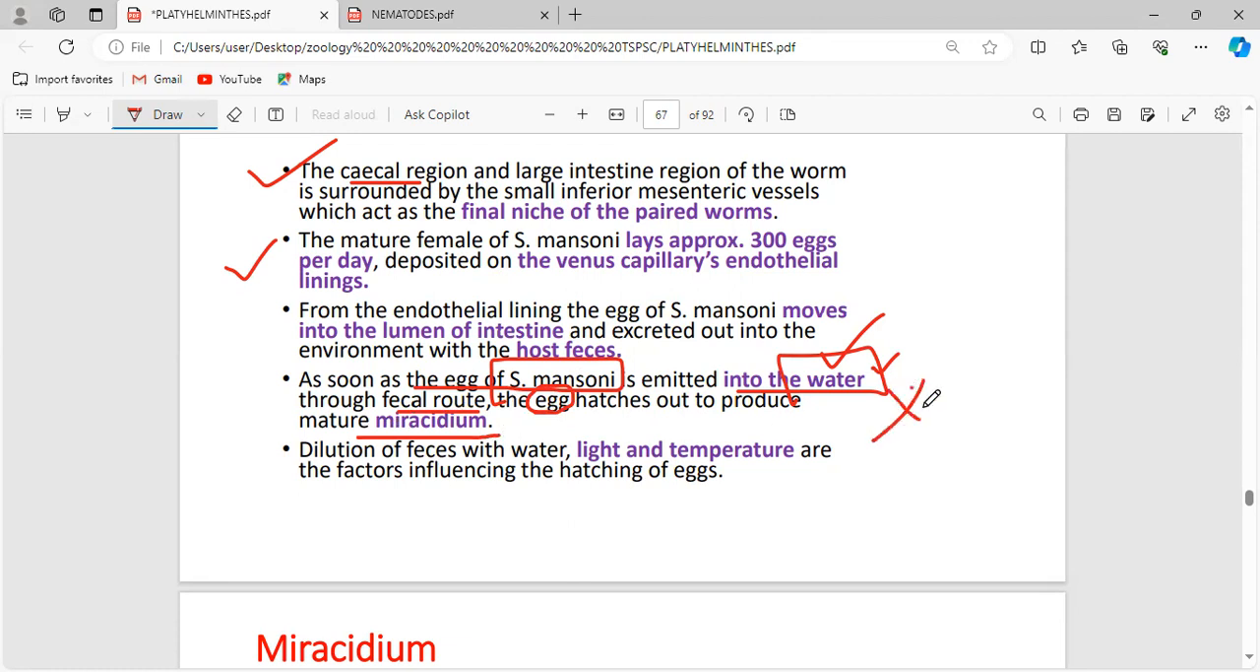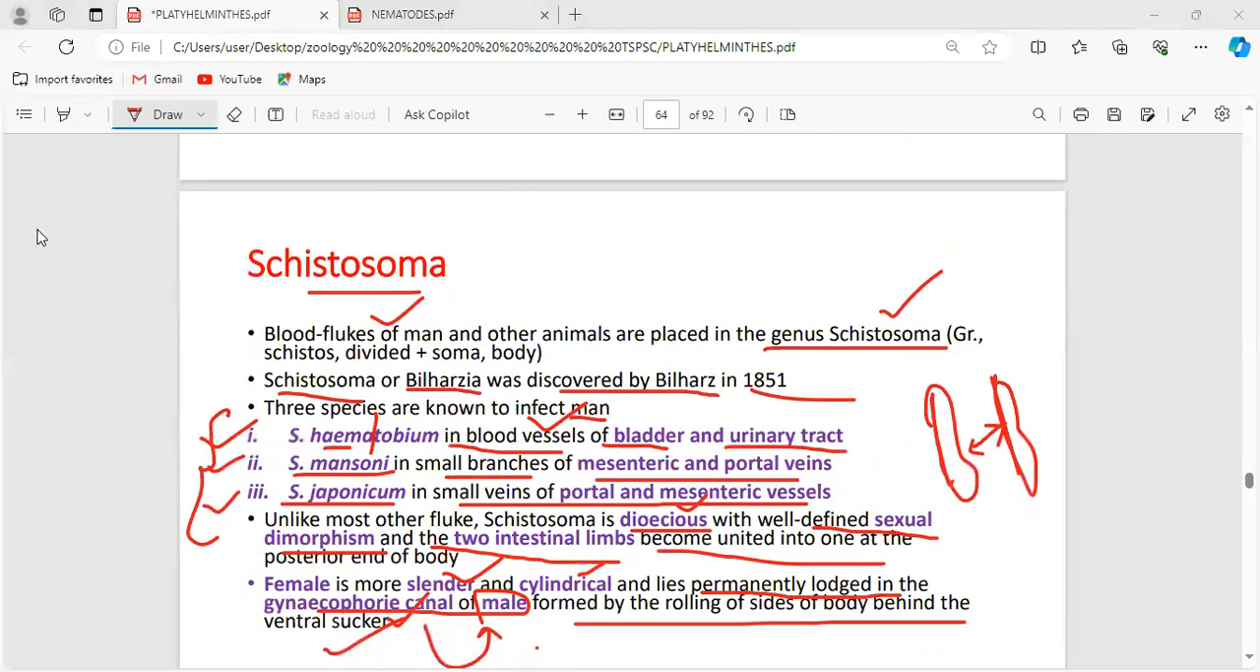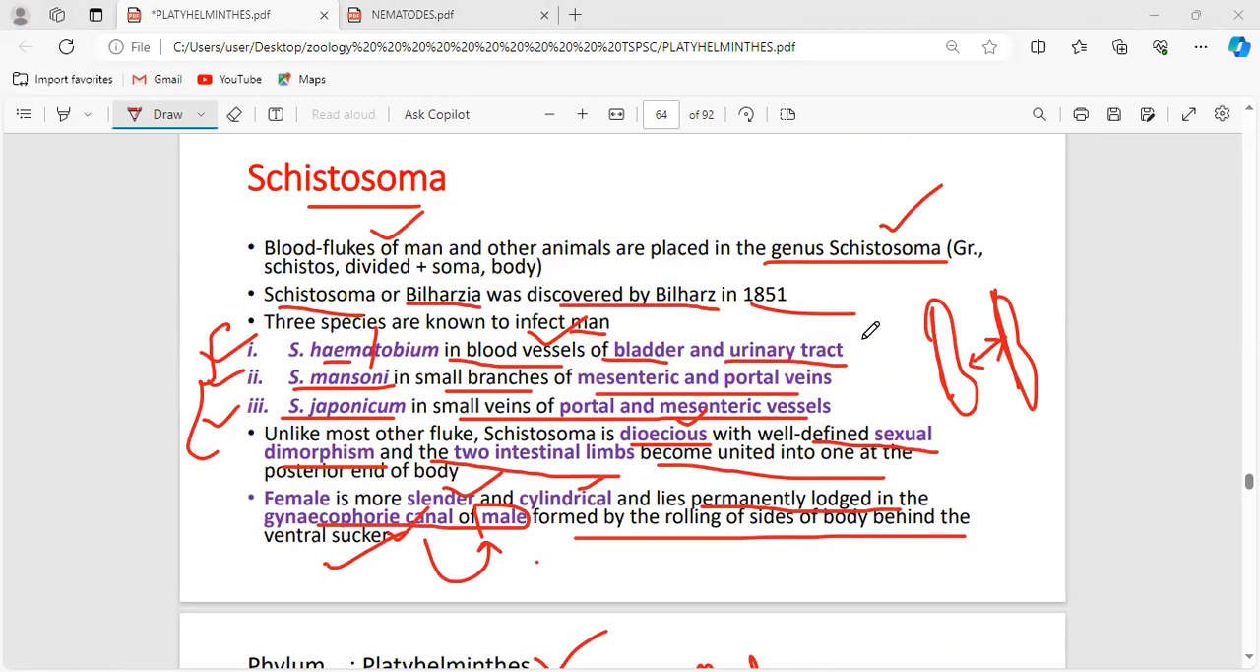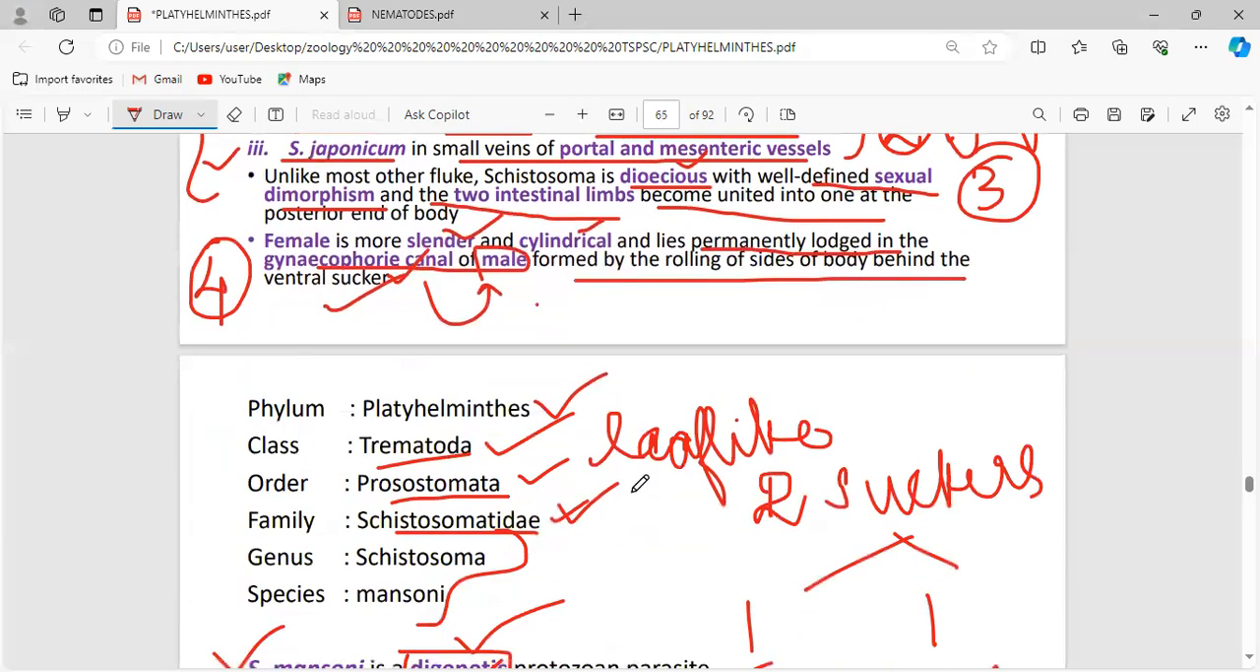This will be the questionable area. What are all the points I'm going to say now? Just take down. The first thing is the common name, blood fluke. Schistosoma is said to be a blood fluke. And the second point is the names of these three species and their habitats. That is the main thing. The third thing is dioecious species. And fourth, female and male, completely lodged in the gynecophoric canal of the male. These four things you have to remember.